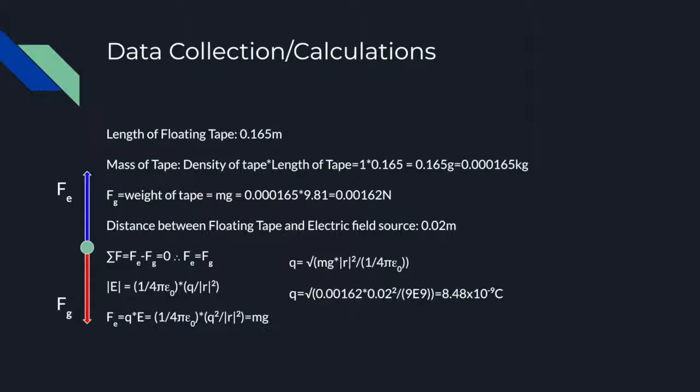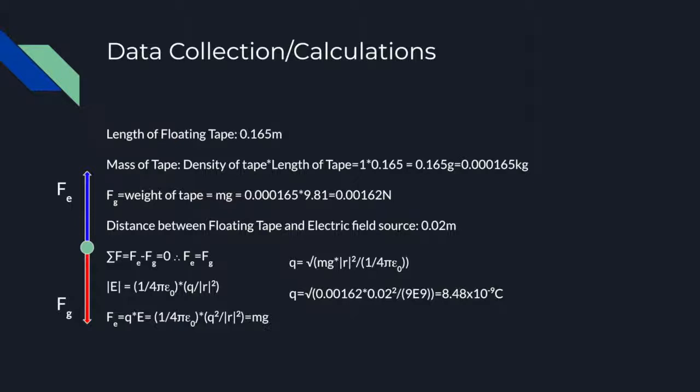The distance between the floating tape and the electric field source, the other charged tape, I found to be 0.02 meters. And as you can see from the free body diagram, the force of gravity and the electric force point in opposite directions, and the sum of forces has to be equal to 0. Therefore, the electric force is equal to the force of gravity. Using this and the formula, the magnitude of E is equal to 1 over 4 pi epsilon naught times Q over the magnitude of r squared.